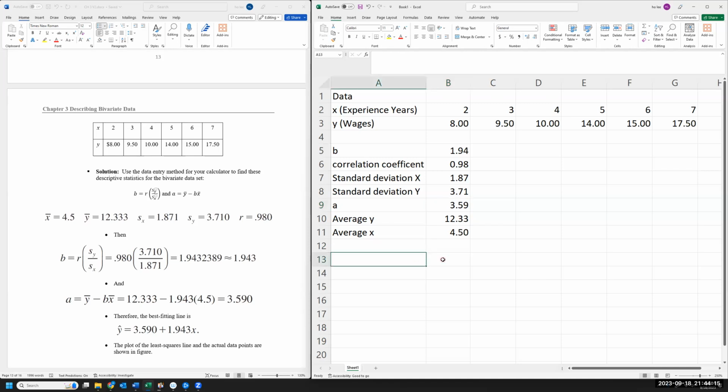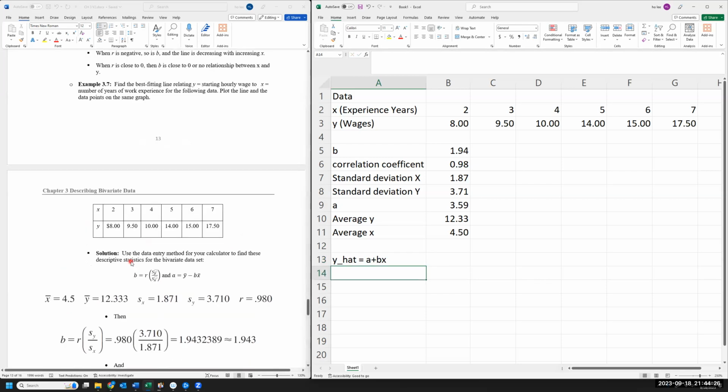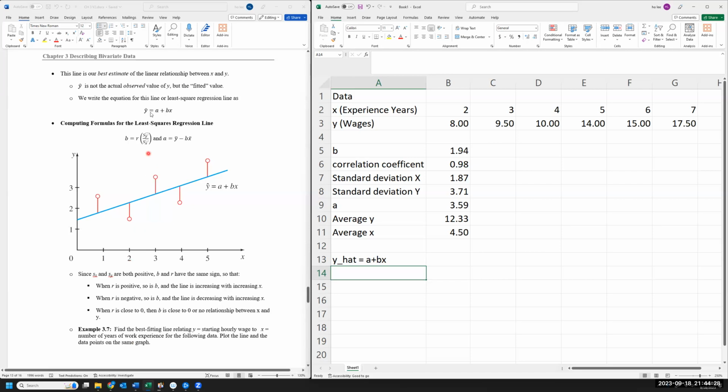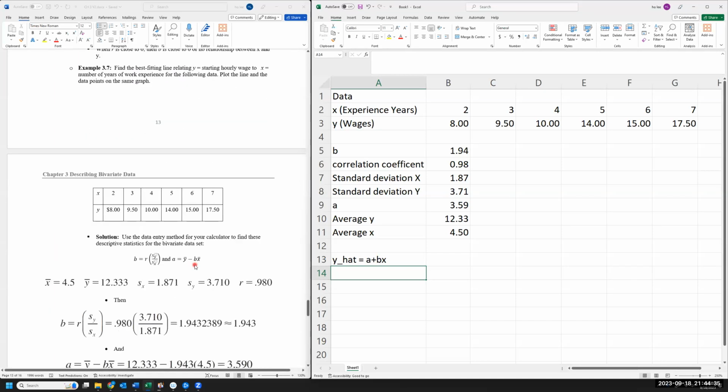So now let's create our formula, which is Y hat is equal to A plus BX, right? Let's make sure that's what our formula is. Y hat is equal to a plus bx. So let's write out the formula.